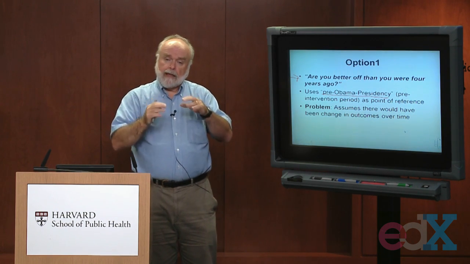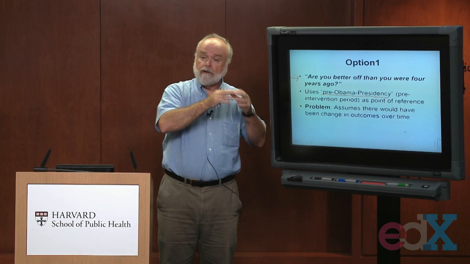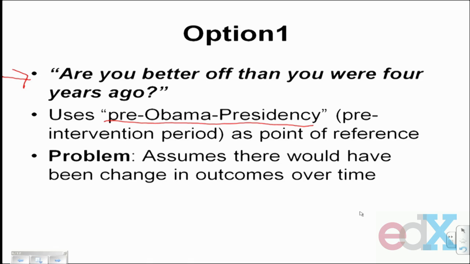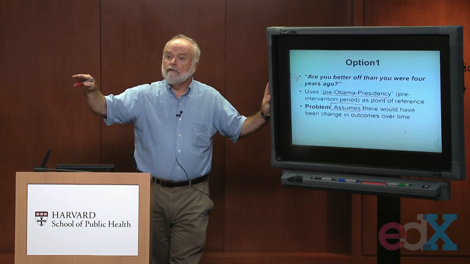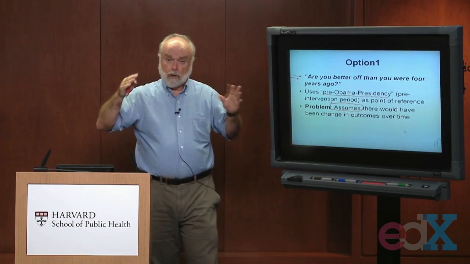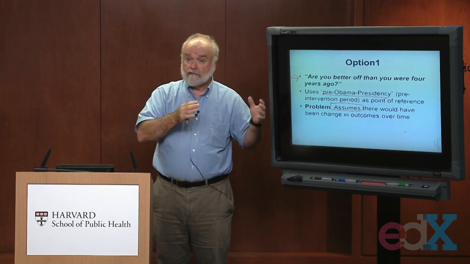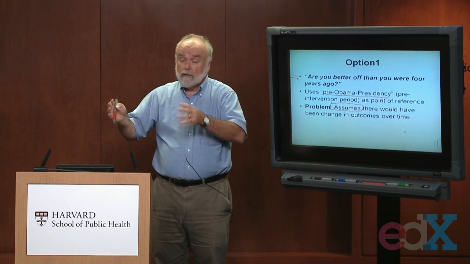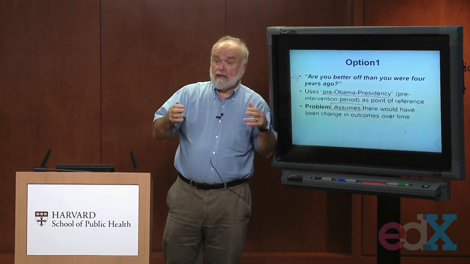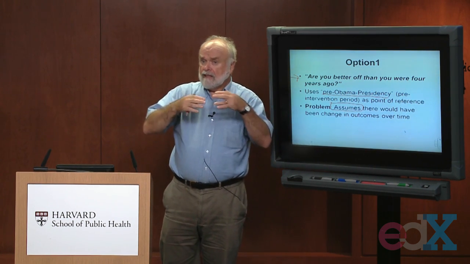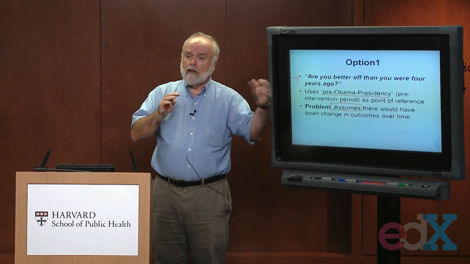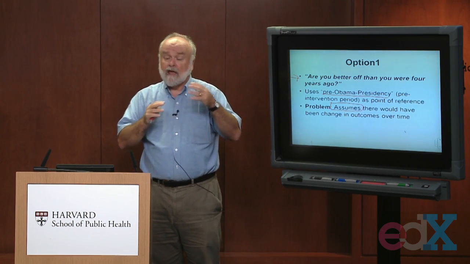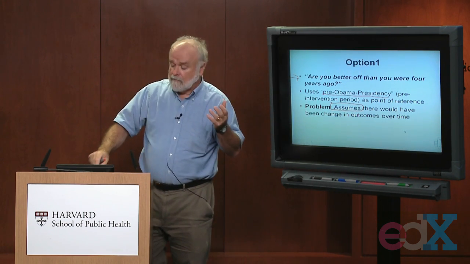Now, the problem with using that pre-Obama presidency point of reference is that it's assuming that if Obama had not become president, what existed 4 years ago would have stayed true for the next 4 years. When we compare life today to life 4 years ago, we are essentially comparing life today versus what life would have been today had Obama not been president. And lots of things change over time, and that's going to be one of the problems in using this pre-presidency point in time in this example as a point of reference. So what alternative options do we have?